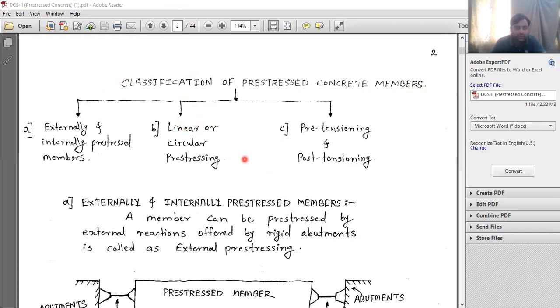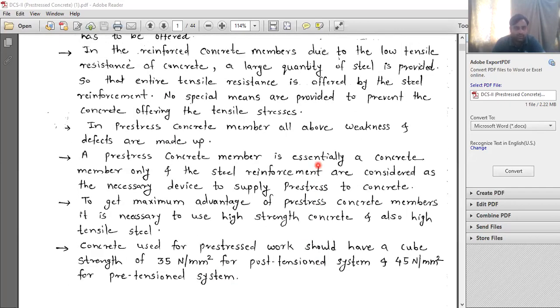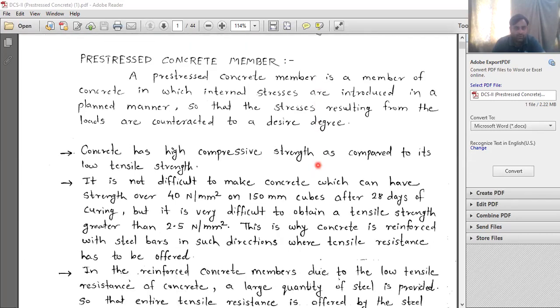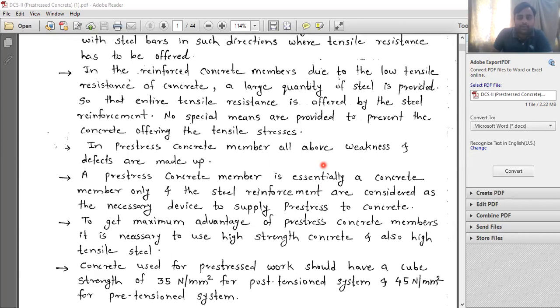Okay, so it can be done like this also: externally and internally pre-stressed members, linear or circular pre-stressing, pre-tensioning and post-tensioning. Here you can see these words: pre-tensioning and post-tensioning. So these are the classifications of pre-stressed concrete members. Before moving to the classification, I have just told you the introductory part of the pre-stressed concrete member. This part is very important.